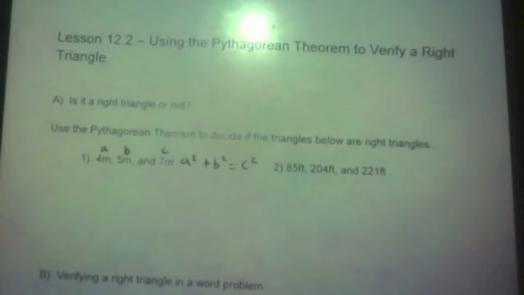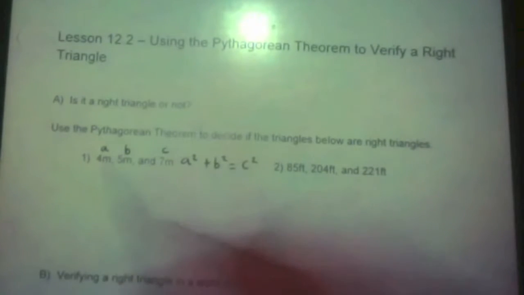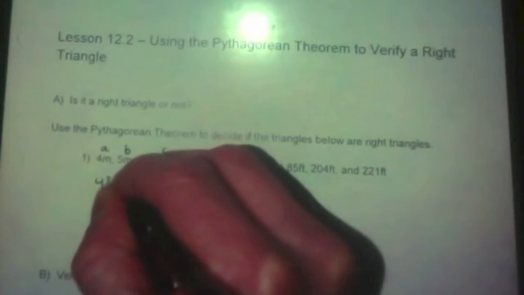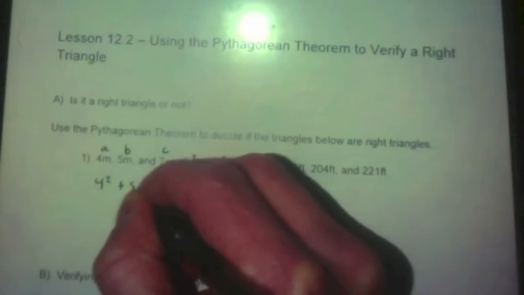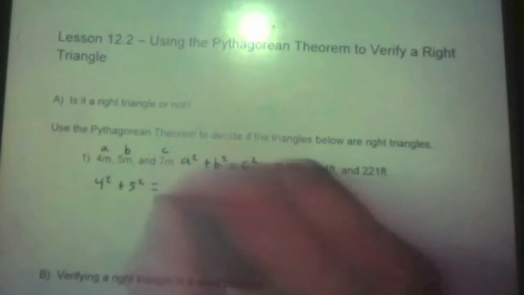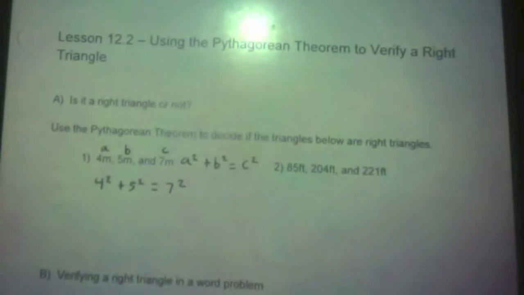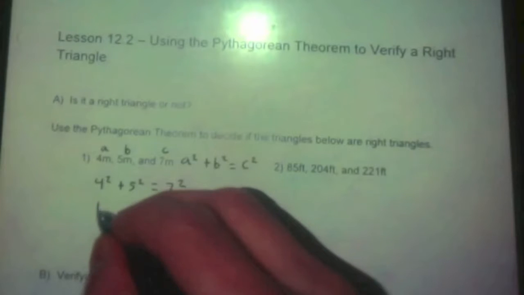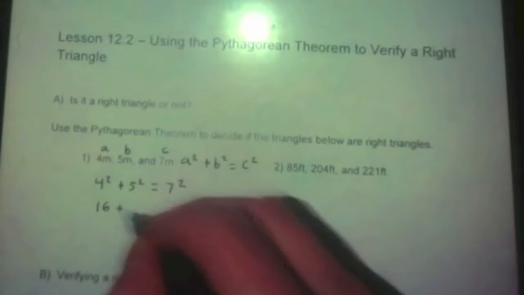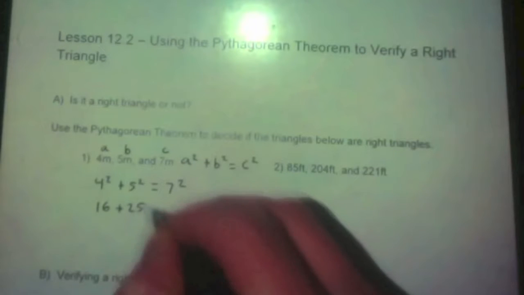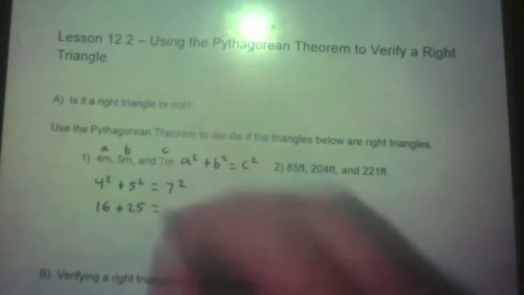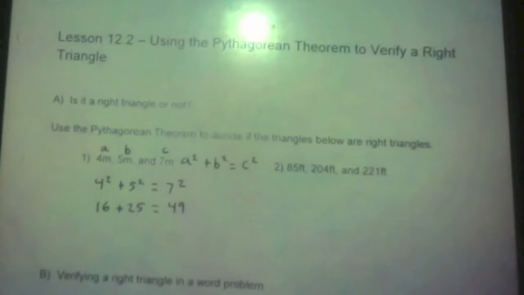We're going to take these numbers and fit them into the Pythagorean Theorem to see if this is actually a true right triangle. Since 4 is A, we're going to take 4 squared plus 5 squared and see if that will equal 7 squared. We're just going to do some math. We get 16 when we take 4 to the power of 2, then 25, and 7 to the power of 2 is 49.